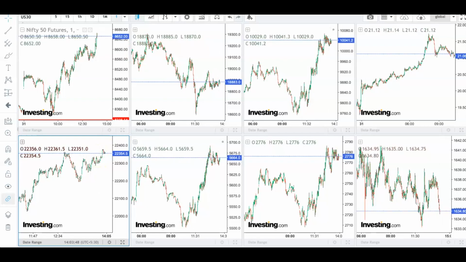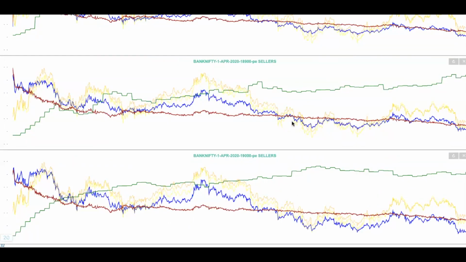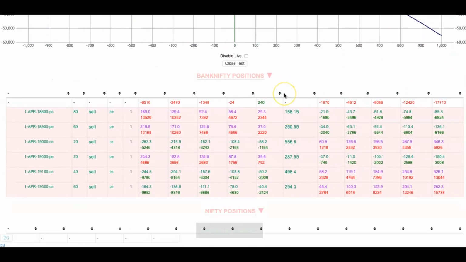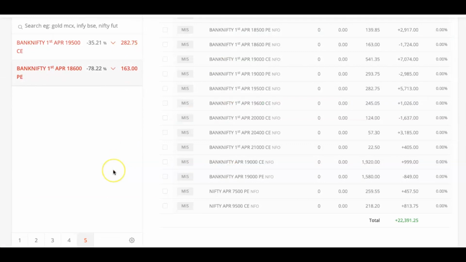This is the positions that I have right now. So here it is telling me that if the market is going up, I may lose some money, so I may adjust the position here by selling more PE. But if the market is falling down, I will be having some good profit.